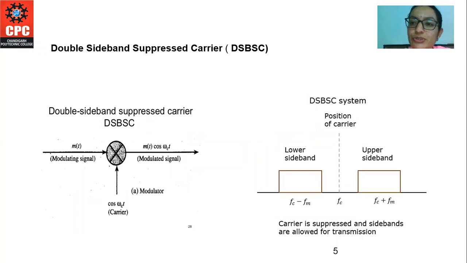Here is the generation of double sideband suppressed carrier. A modulating signal is multiplied by the carrier and gives us the sideband suppressed carrier signal. On screen you are able to see the carrier is suppressed and the sidebands are allowed for transmission.